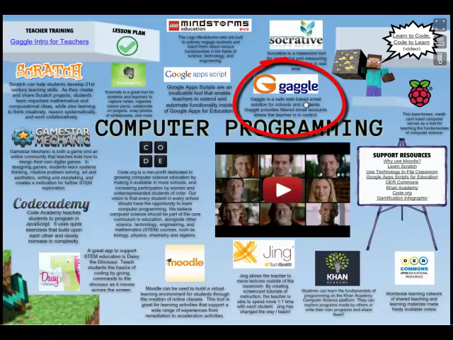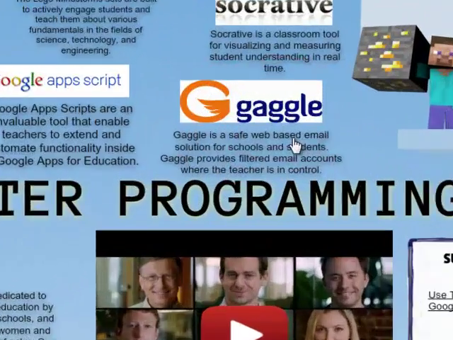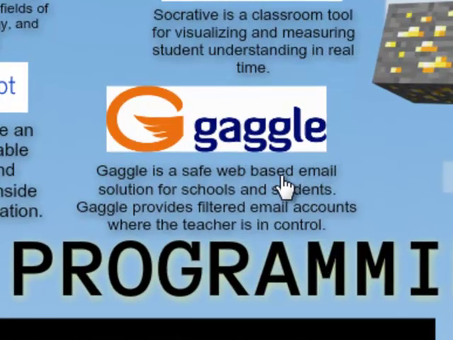Gaggle.net is another great tool. We actually use Gaggle at our junior high, and it is completely filtered. The kids have email accounts, they have a social wall, they have a digital locker where they can store their files, images, homework. There's an assignment Dropbox for teachers, so students can turn in their work electronically.